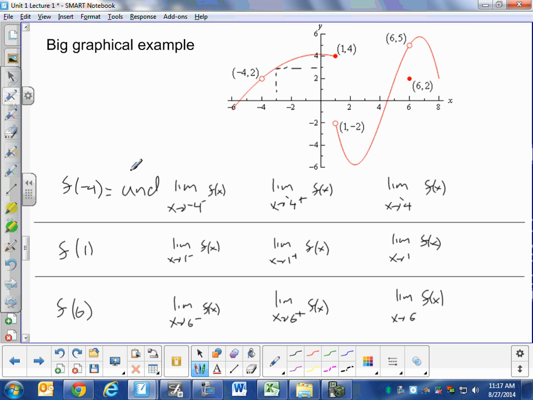But, Miss Alexander, you're correct for every single question at -4. The function is approaching 2 from the left. It is approaching 2 from the right. And it is approaching 2 in general, since the left-hand limit is equal to the right-hand limit. And that value is 2.